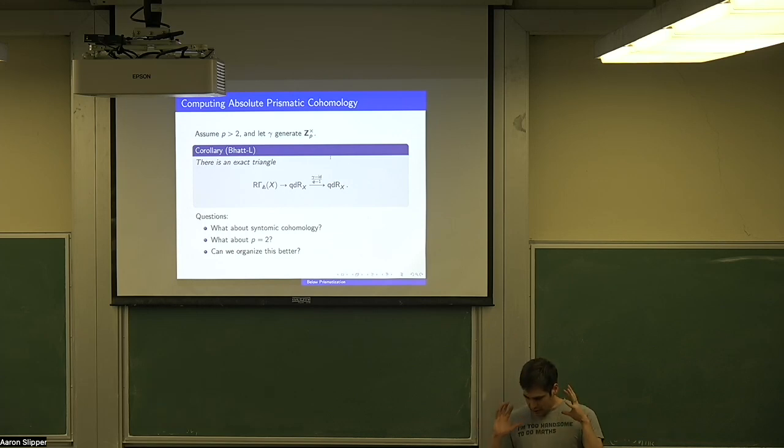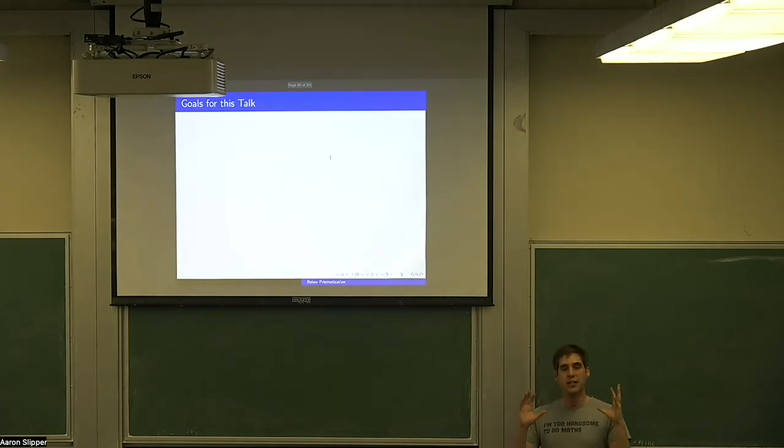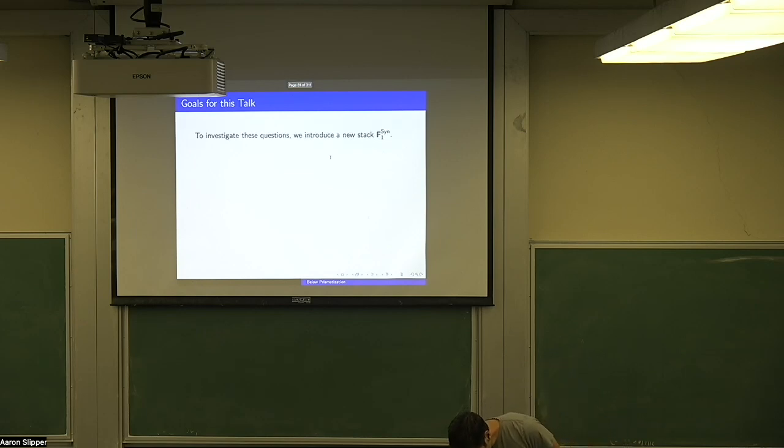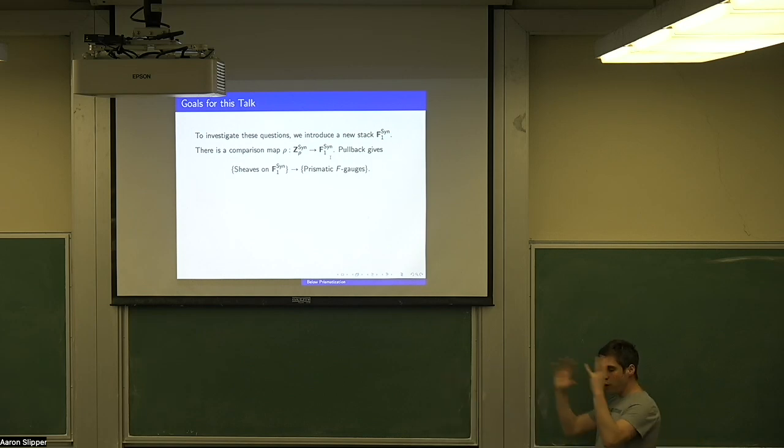And so for questions like this, I want to introduce a certain mathematical object, another stack, which I'm going to call F1 syn. And here's what it's going to do. There's going to be a comparison map from Z_p syn to F1 syn. In particular, you can pull back along that comparison map. So sheaves on F1 syn, whatever they are, I'll tell you more about them later. That category of sheaves maps to the category of prismatic F-gauges.